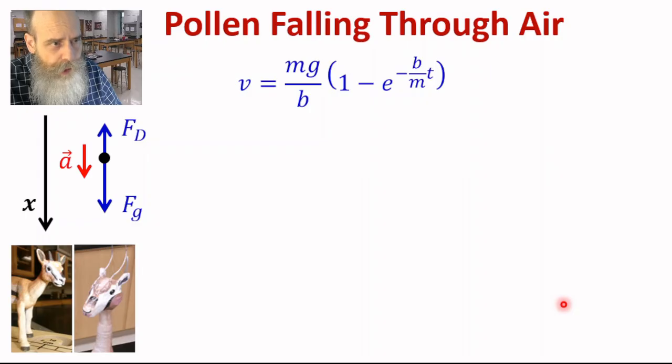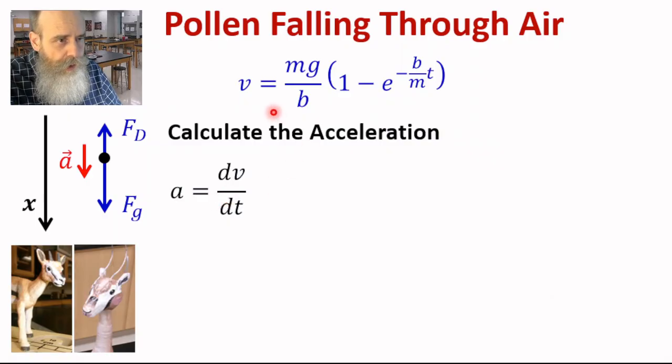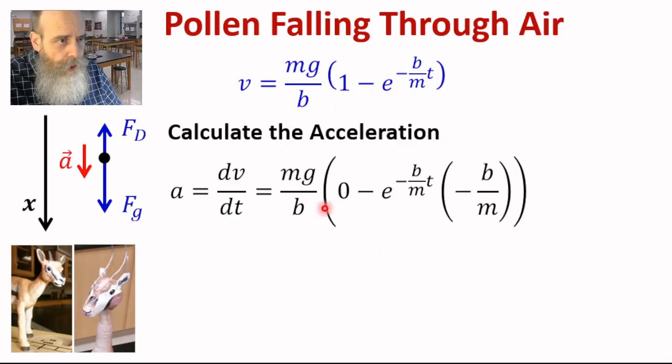Here's what we got for the v. Now we want to find the acceleration. Well, acceleration is dv by dt, so we just have to differentiate this function. Let's do that. Take out the common factor mg over b right here. Derivative of 1 is 0. And then we have the negative. And then we differentiate e to negative b over m t.